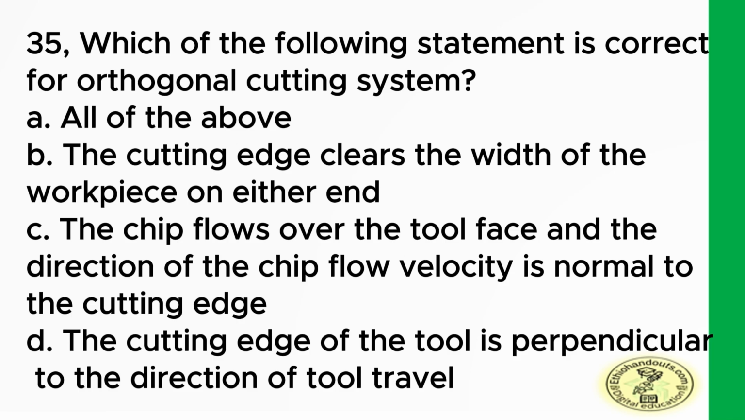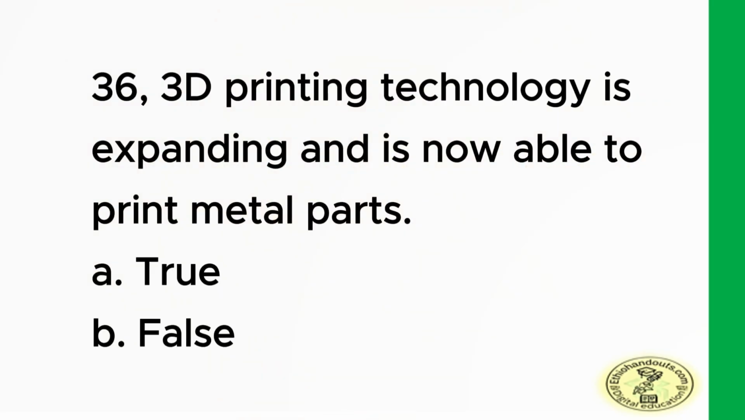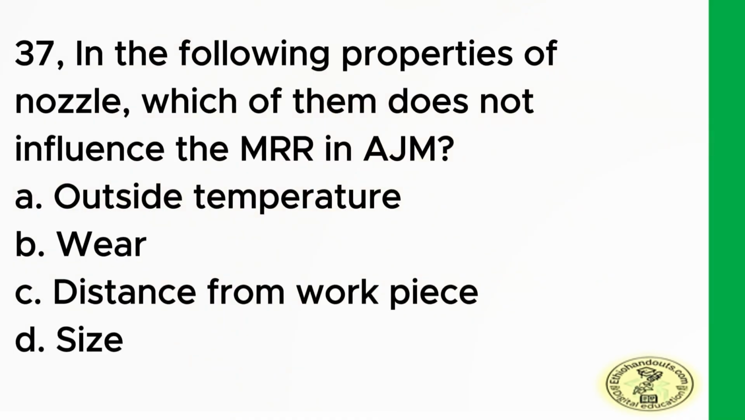The correct answer is A. All of the above. 36. 3D printing technology is expanding and is now able to print metal parts. A. True. B. False. The correct answer is B. False. 37. In the following properties of nozzle, which of them does not influence the MRR in AJM? A. Outside temperature. B. Wear. C. Distance from workpiece. D. Size.